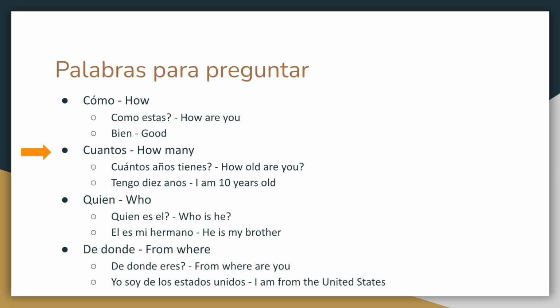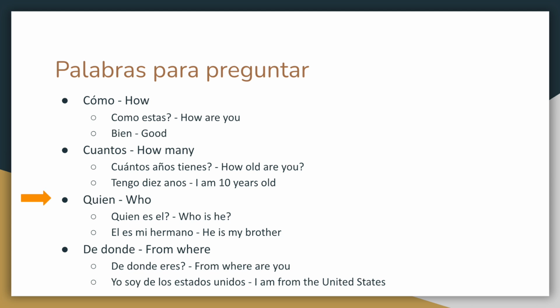The second one is cuántos, which means how many. So for example, if I want to say how old are you, I would say ¿Cuántos años tienes? So again, cuántos means how many or how much. Años means age. And tienes, we learned a couple minutes ago, tener means to have, and tienes means you have. So it becomes how old are you? And in response, you would say yo tengo 10 años, or yo tengo however many years old you are.